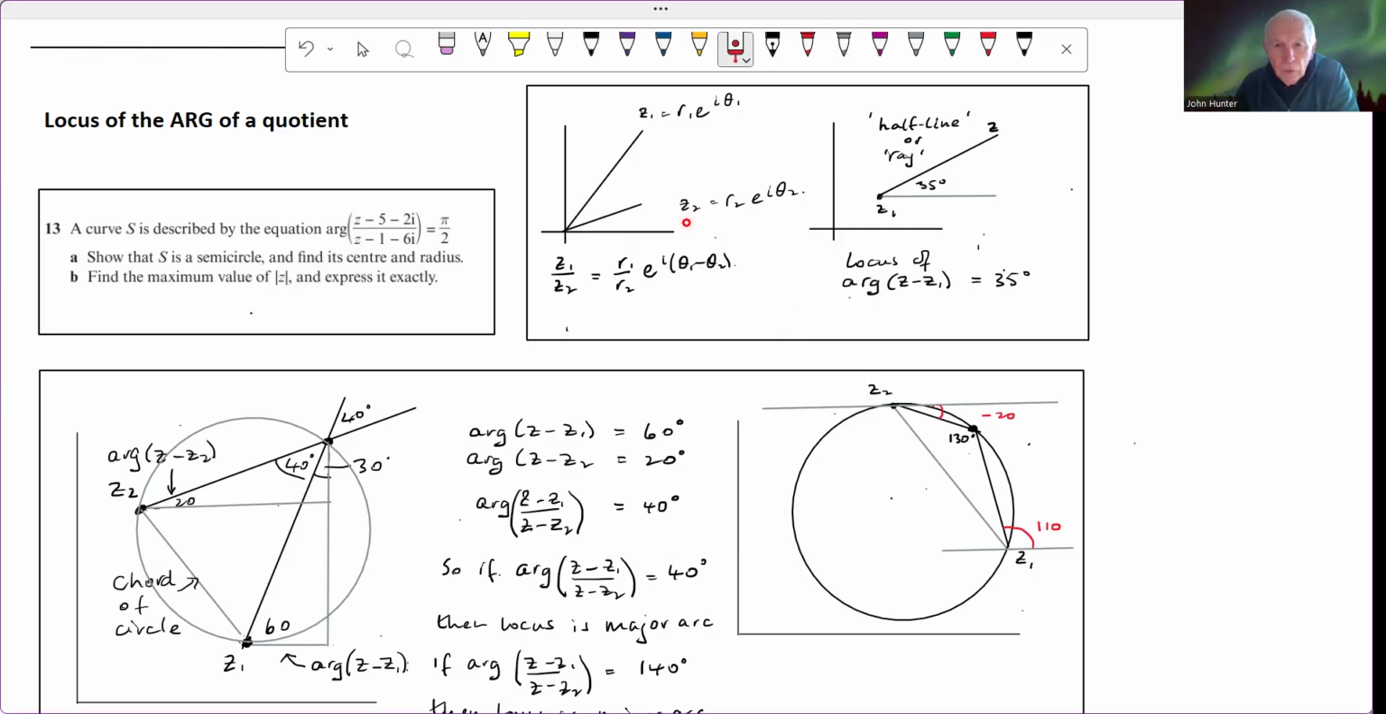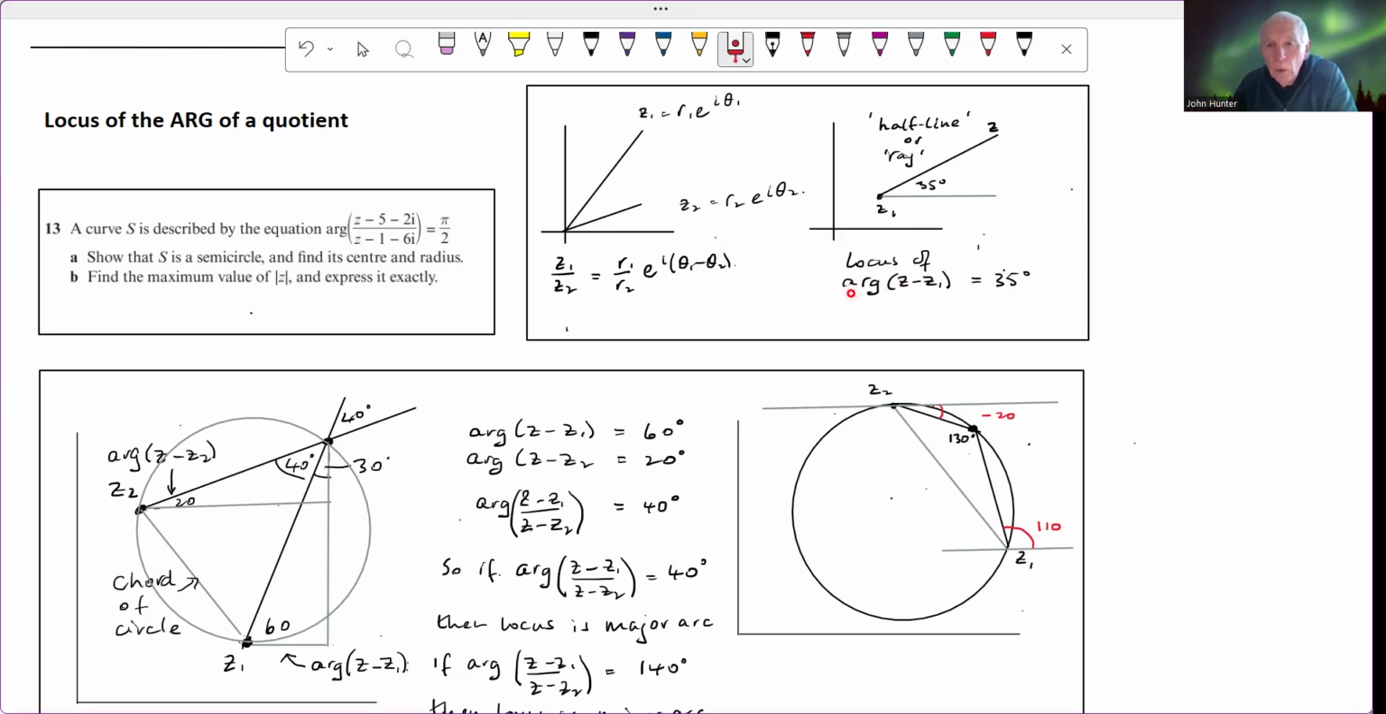Then similar there for Z2. So if we want the quotient of Z1 and Z2, we could actually write it as the quotient of the magnitudes, and then e to the i, well, the difference of those two angles. All right, so that's one of the underlying ideas.